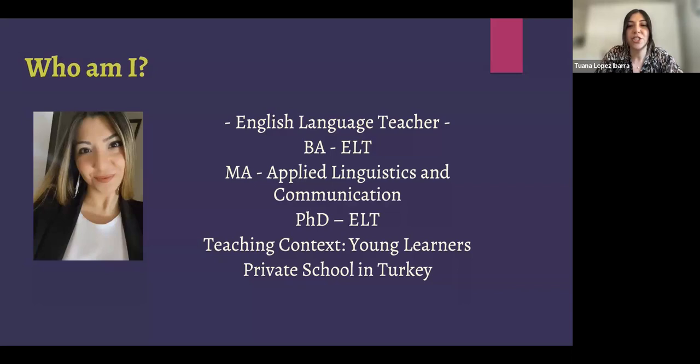What I teach is English as a foreign language, and we follow the communicative language teaching approach. Of course, we cover all skills. So in my sessions, I include reading, writing, listening, speaking, all these 4 skills with my learners.